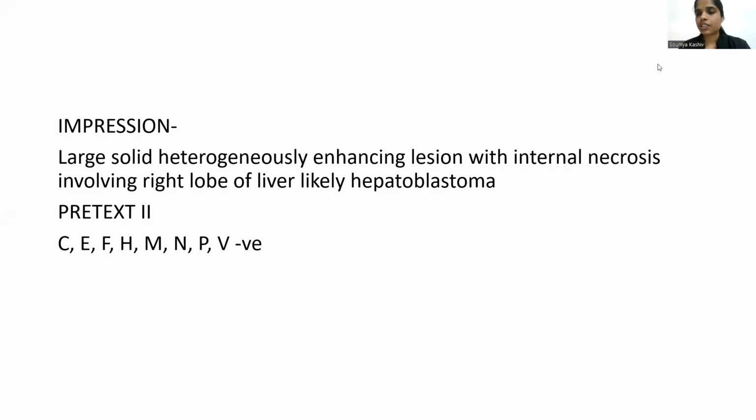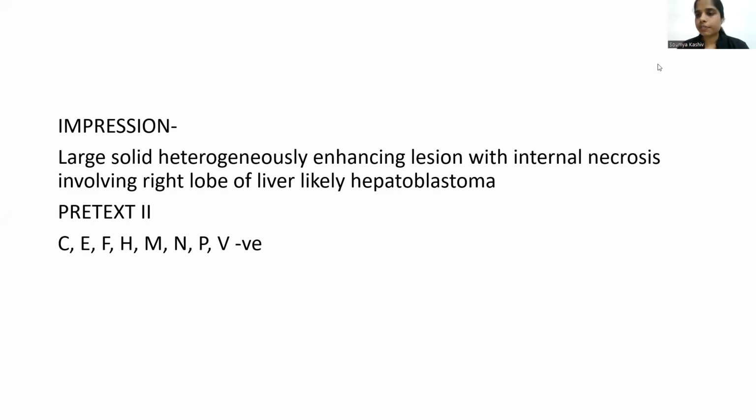So PRETEXT is a staging. There are certain societies that have worked on hepatoblastoma. The main of those are COG and SIOPEL. Now SIOPEL, which advocates pre-op chemotherapy, has given a staging system based on the imaging. In that system, they've divided this PRETEXT, that is pre-treatment extent of disease, into 4 categories: first, second, third, and fourth. And the basic idea behind it is the contiguous free sectors.